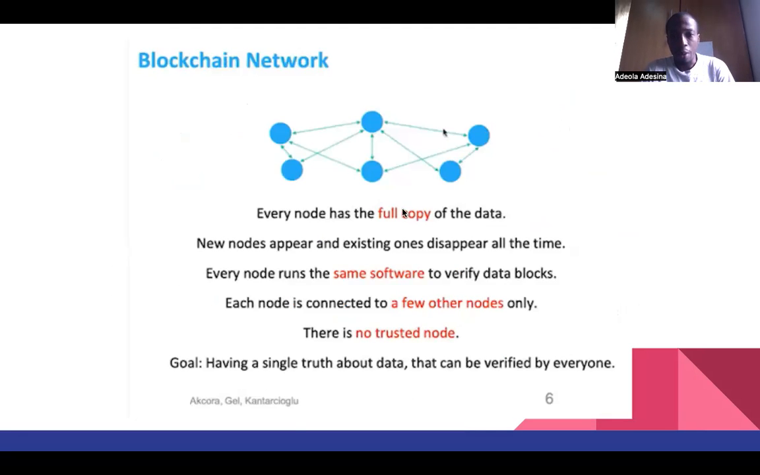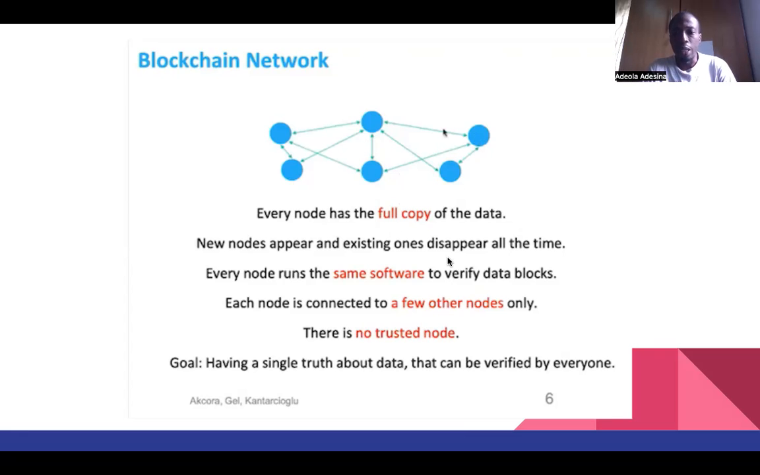Again, this is what the blockchain looks like, right? All nodes or system admins are connected to each other. Every node has a full copy of the data. So here are very important lines that would help you understand the blockchain. Every node has a full copy of data means that every node knows what every node is doing. So no one is acting in isolation. This node cannot act in isolation. Every node knows what every other node is doing.